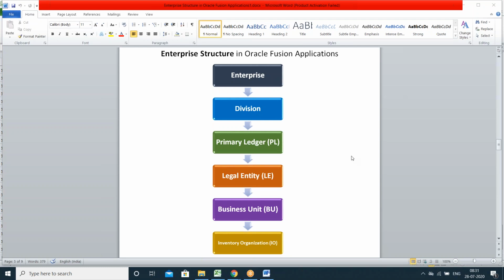When you talk about enterprise structure, this is fixed. On top level, we can have enterprise where we can maintain the employee information. Under enterprise, you can have divisions where you can segregate the business based on the business type or based on the geographies where you are operating the business. Under divisions, you can have a primary ledger to record the business transactions. Under primary ledgers, you can have a legal entity, which is nothing but registration of the company. Under the legal entity, you can have business units. Under business units, you can have inventory organizations.